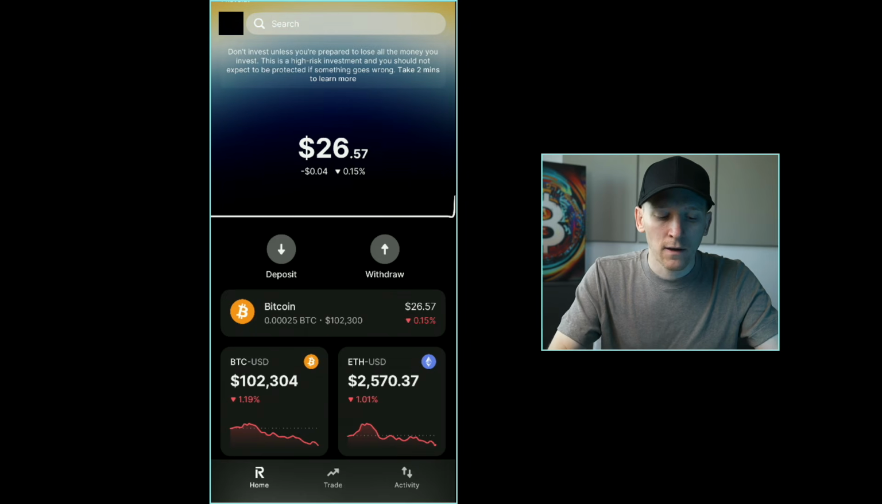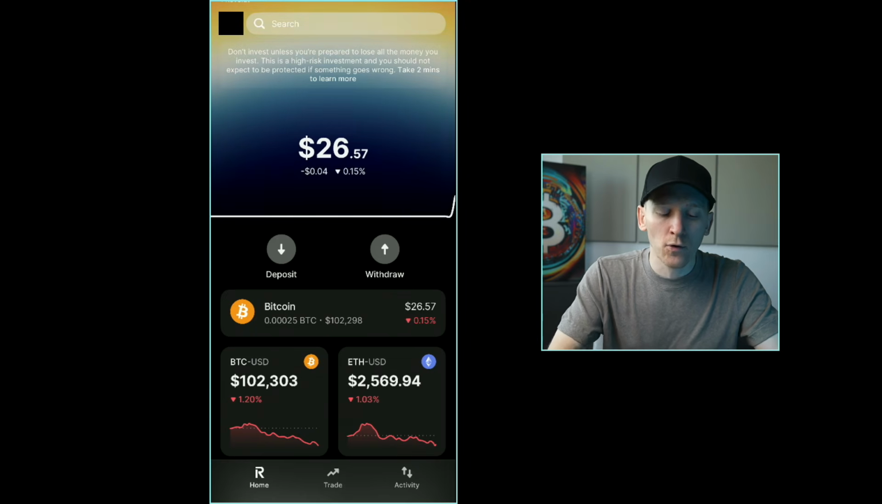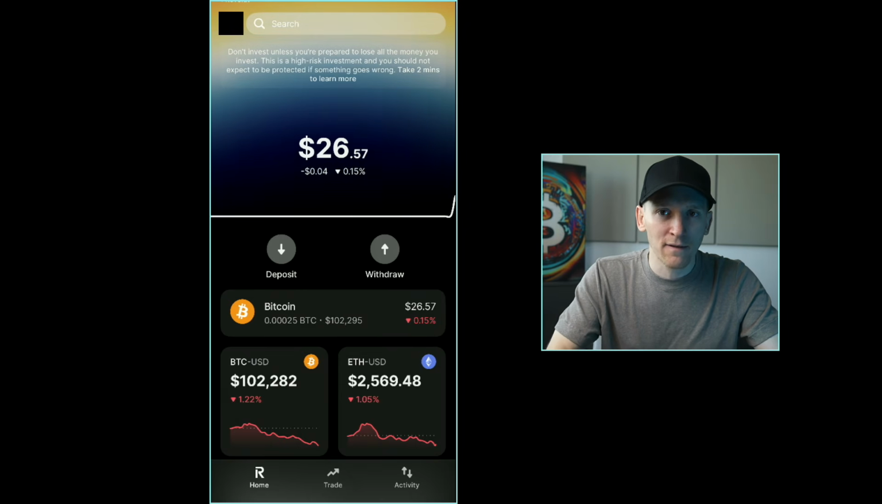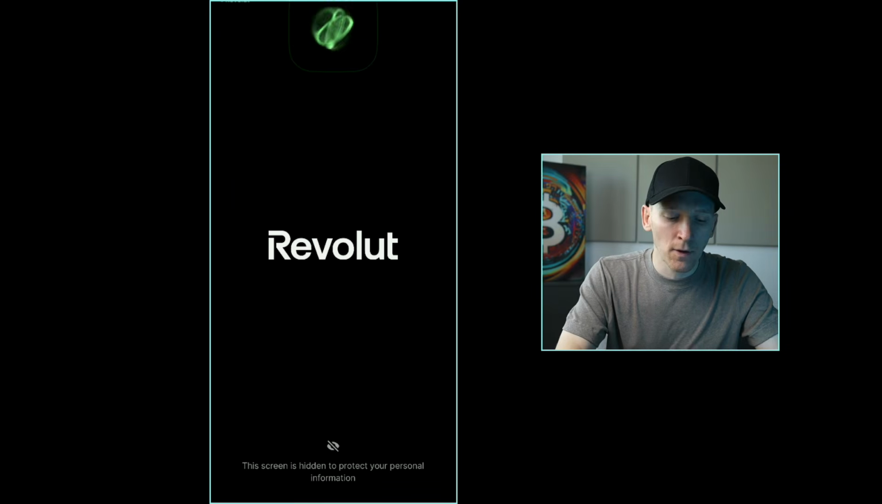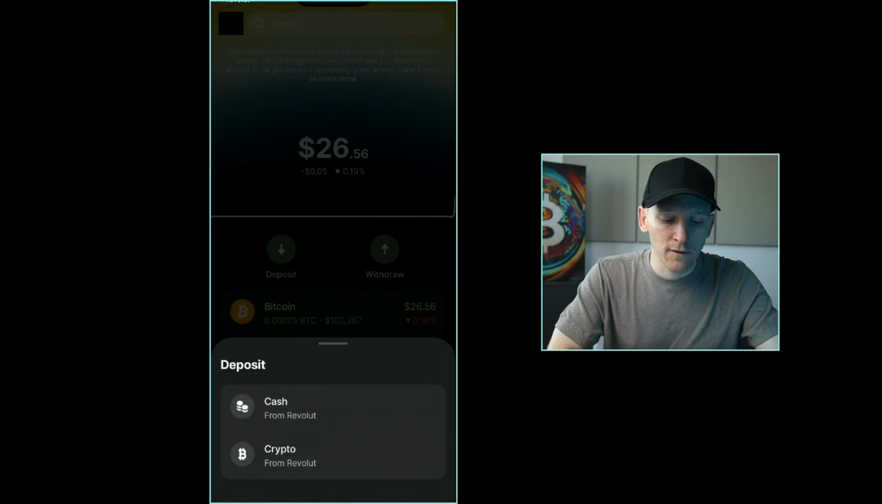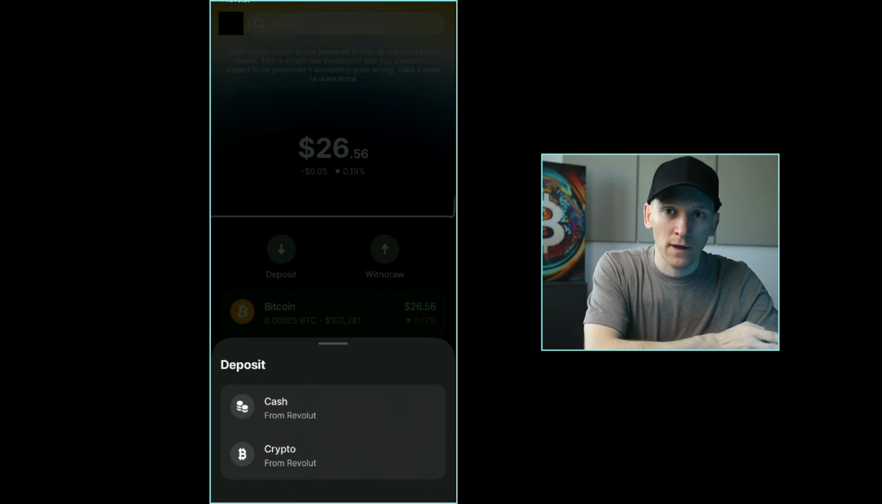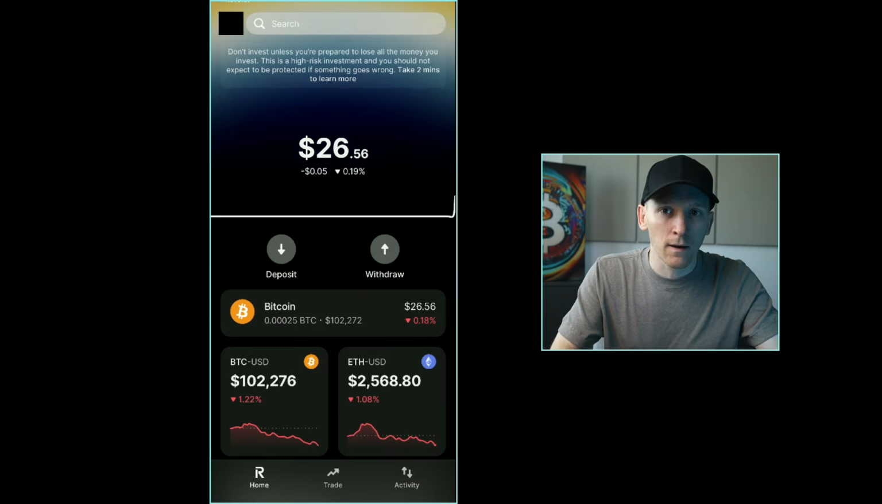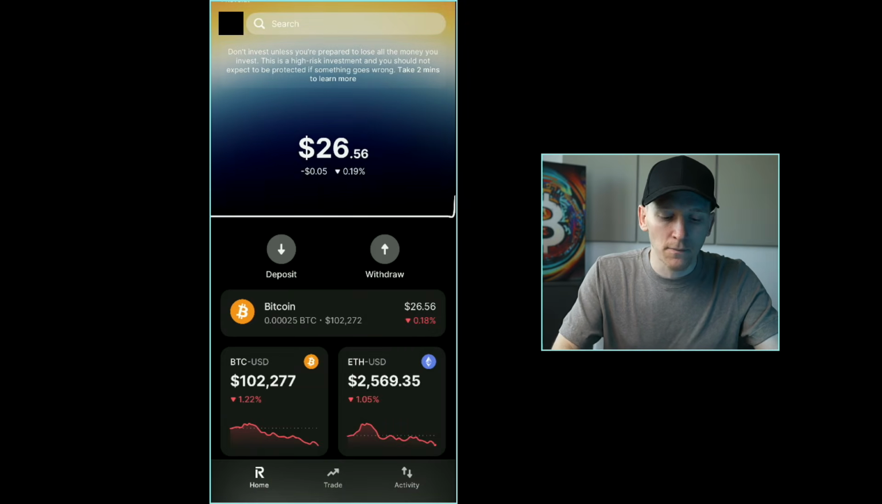Now, what I've found is that if you withdraw all of your crypto from Revolut X back into Revolut, the deposit and withdraw buttons disappear. I don't know if that's a bug, but it's not great because if you press deposit here, then what you'll see is you can deposit cash and crypto from Revolut. That makes it easy to send crypto back over to Revolut if you want it there, and then back over to Revolut X if you want to trade it. However, if you get rid of all of your crypto, those buttons disappear. Maybe that's a bug that you won't find, but I found it.